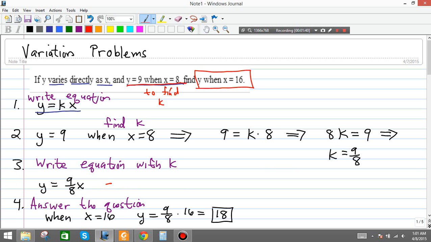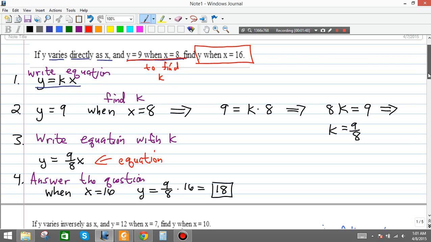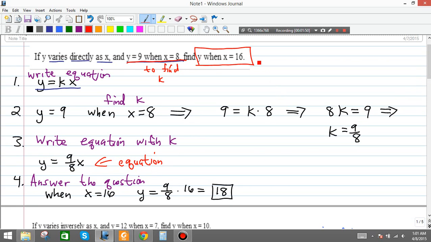And this now is the equation fully that relates x and y. You then answer the question. Well, the question was, what's y? Find y when x is 16. Then you plug 16 in for x. 9 over 8 times 16 is 18, and 18 is the answer.